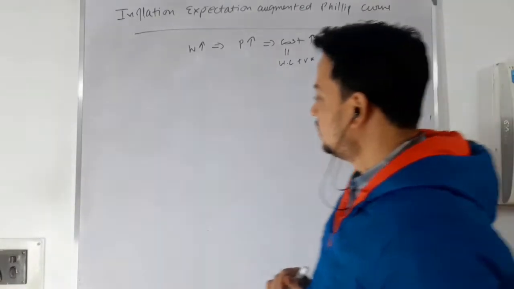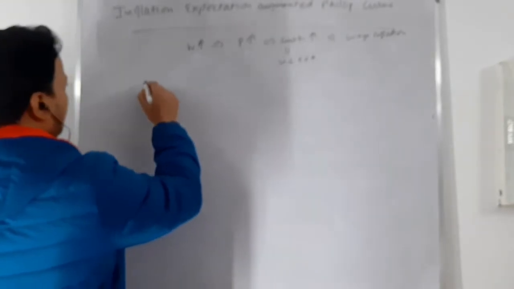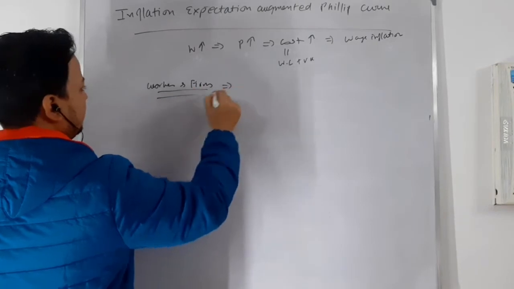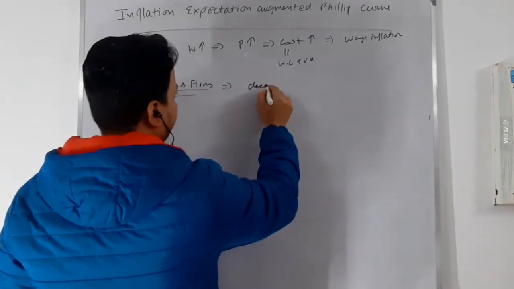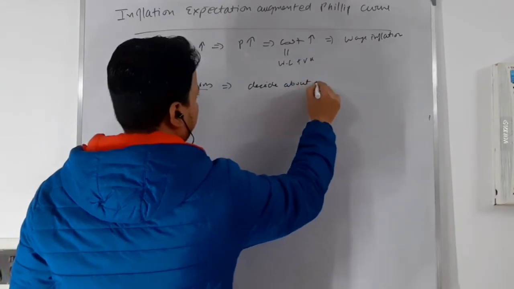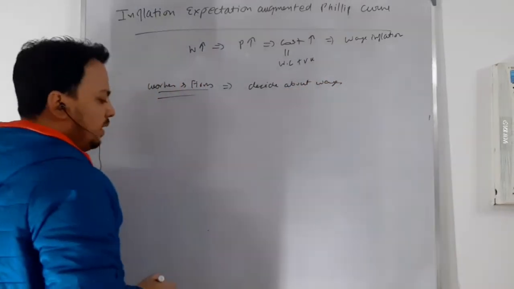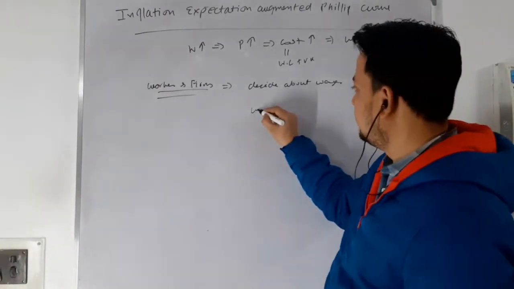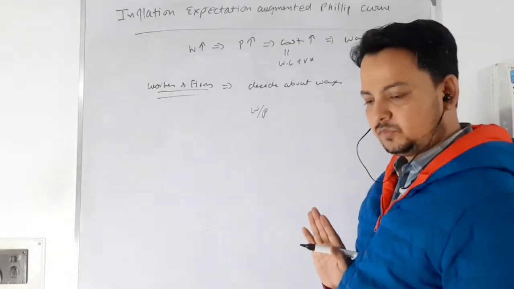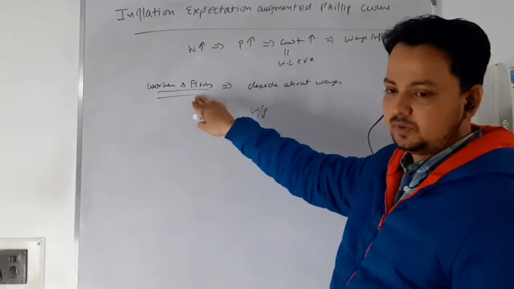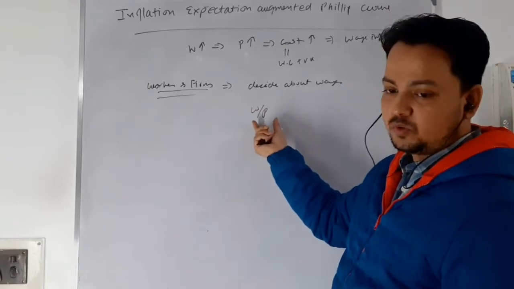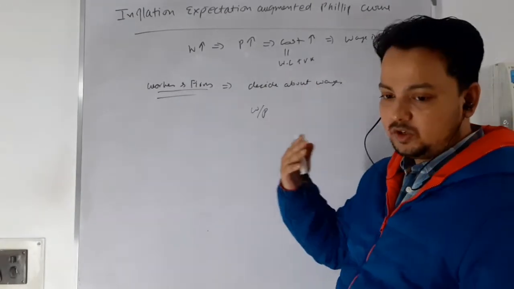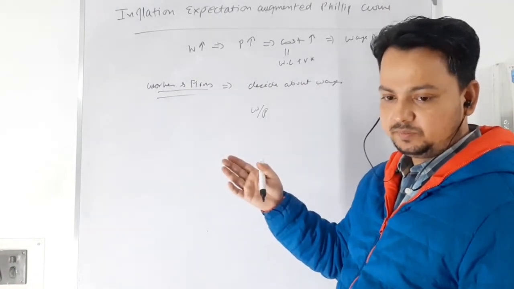Now, when worker and firm decide about wage, they want to know the value of real wage. What will be the real wage? That we should agree upon. Both worker and firm sit down and decide what should be the value of real wage, so that they can continue that real wage over the contract period.